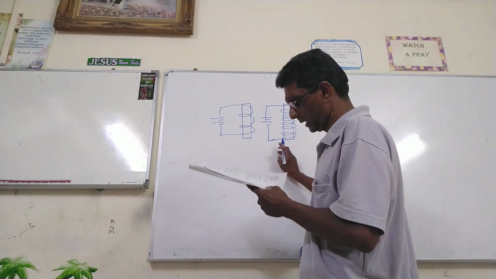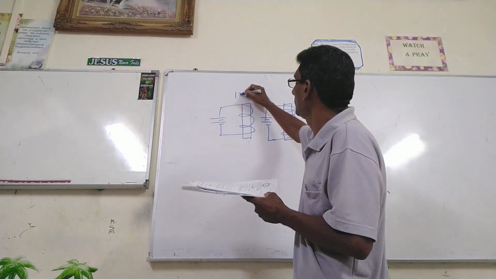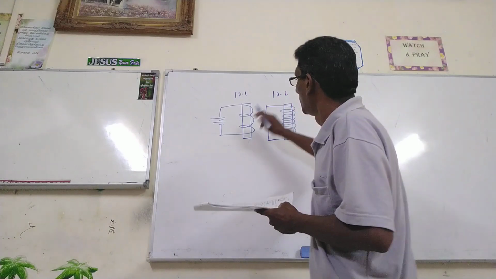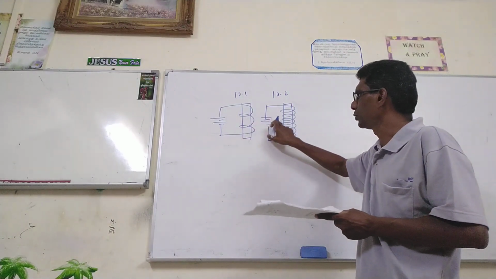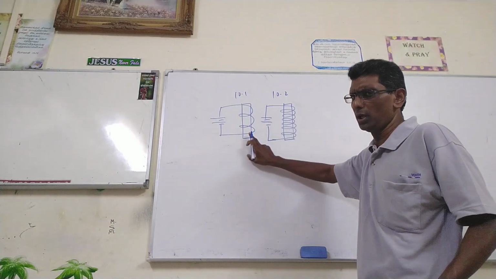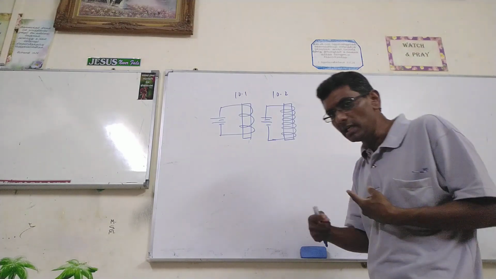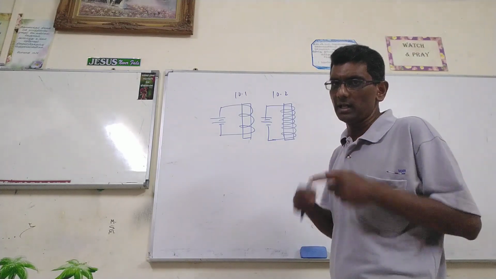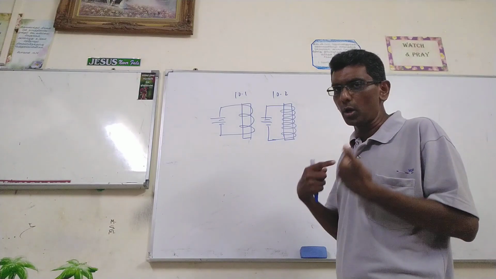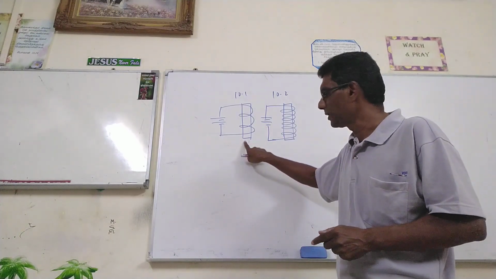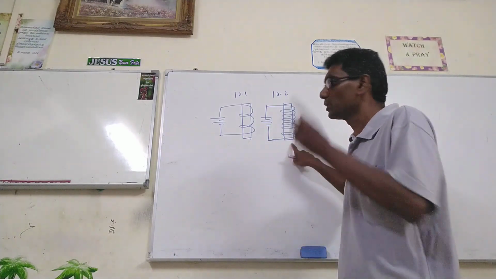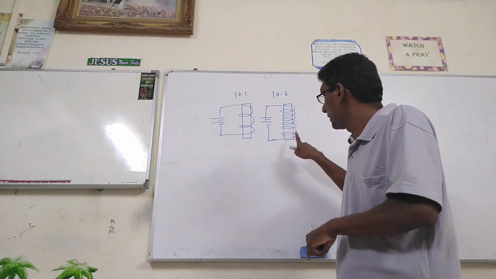Okay, it is both 10.1 and 10.2. 10.1 and 10.2 have the same soft iron core, but the number of turns of the coil makes a difference. This one has fewer turns, this one has more turns.